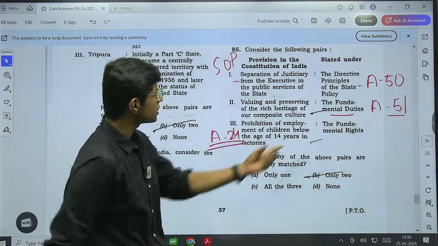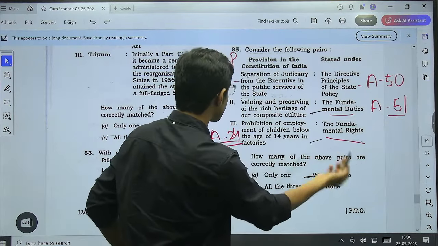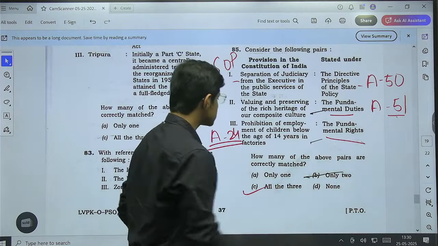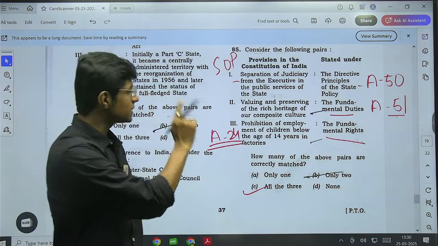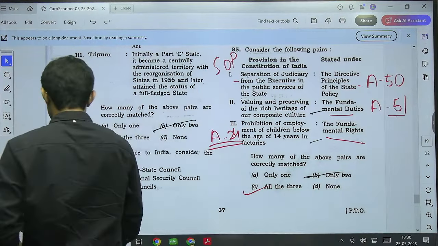So very simple question, fundamental rights. Yes, 1, 2, 3. How many of the above pairs are correctly matched? All the three. Option C is the correct answer. So again, I'll place this question under the easy category. Let us move on to the next question.